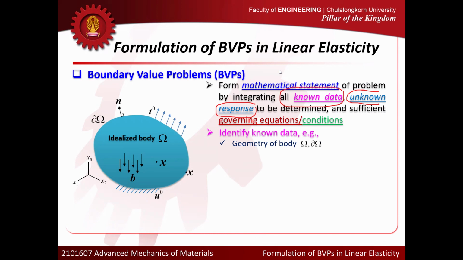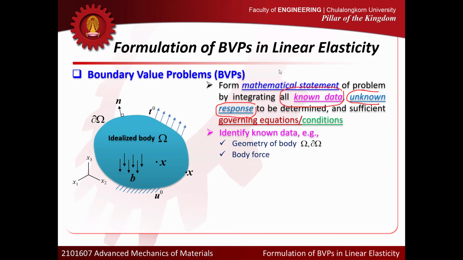So what do I talk about? The geometry, I talk about the region, right? Because you represent the body by a region in Euclidean space. So you talk about omega, and also you talk about the boundary. So we have the boundary. I use the symbol delta omega here to represent the total boundary of the body, okay?